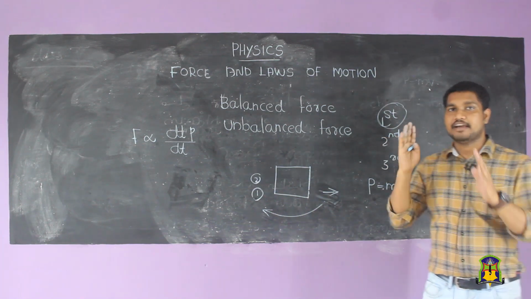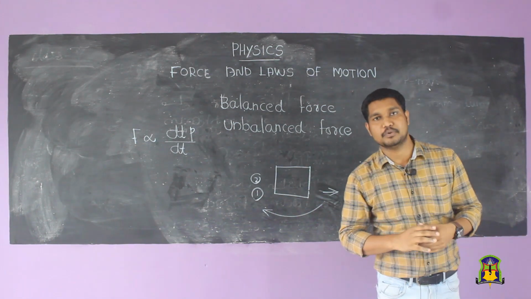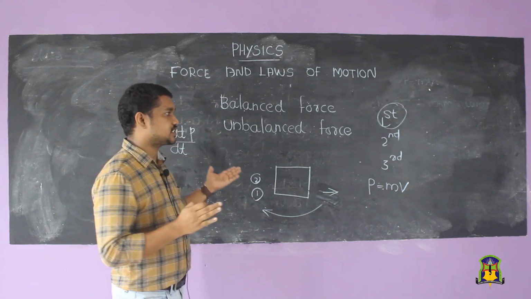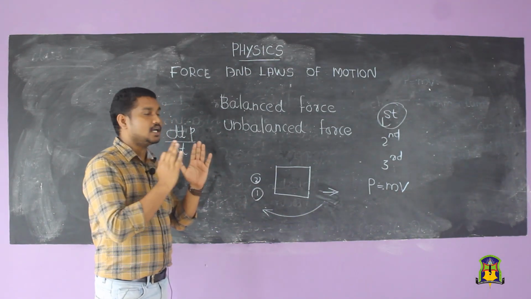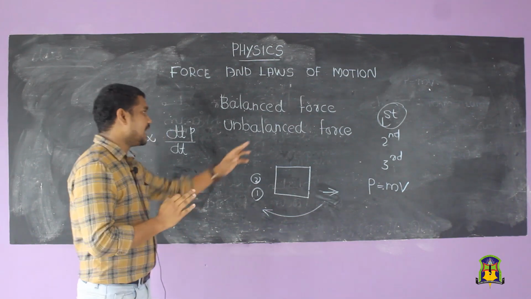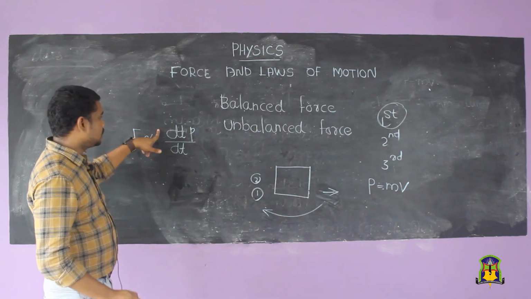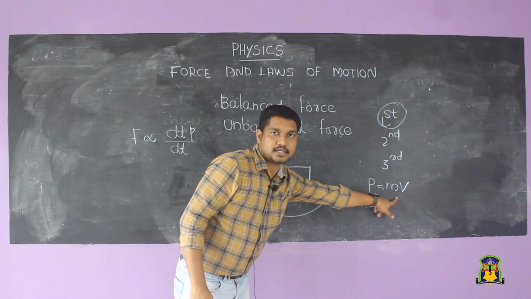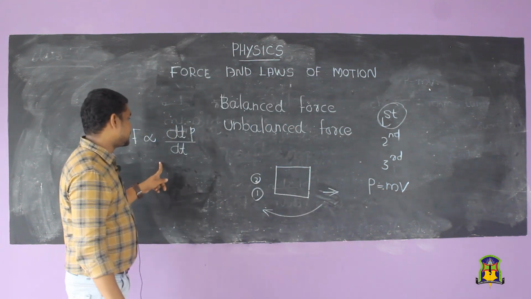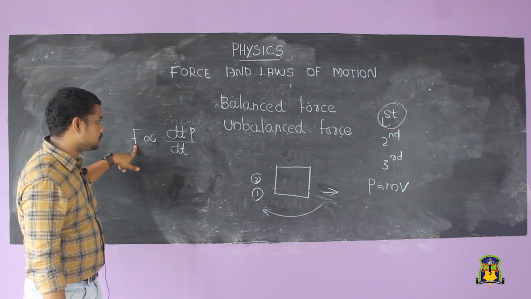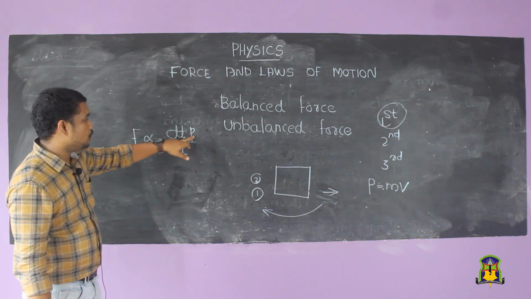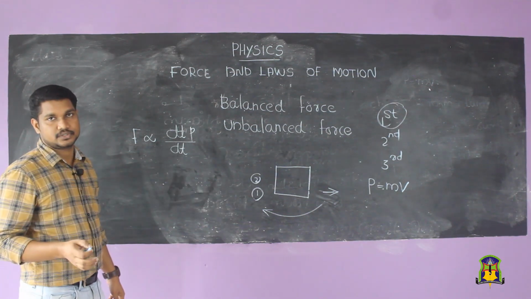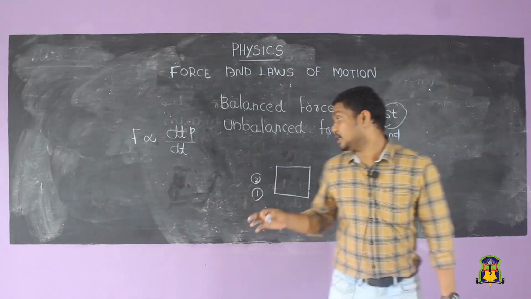The first law states that every body continues in its state of rest or motion unless it is compelled by an external force. That means if there is no external force acting on a body, it will remain in that state. And the second law: what is momentum? Momentum is the product of mass and velocity. The second law states that the rate of change of momentum is proportional to the unbalanced external force. Clear? And we are moving to the third law.